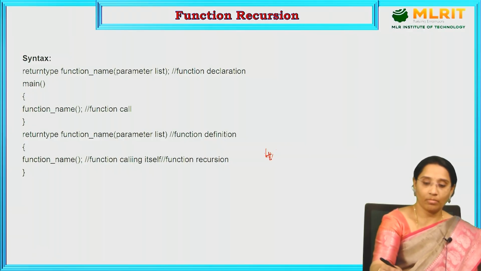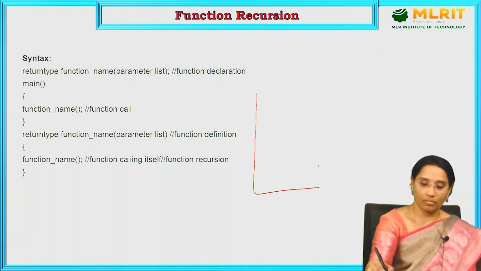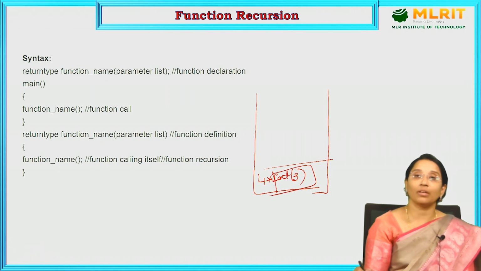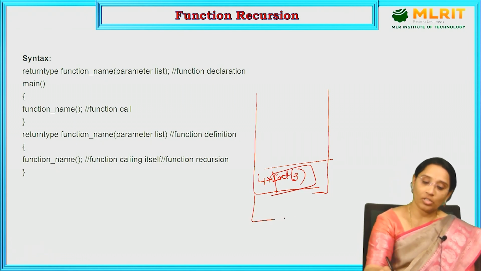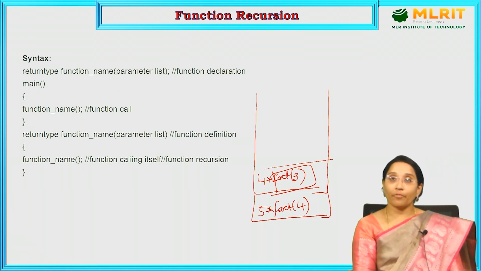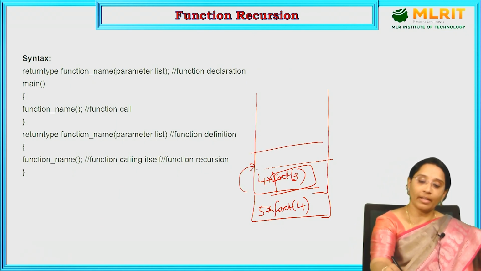Four into fact of 4 minus 1, 3. So again fact of 3. Fact of 3 is a function call. Previously it was 5 into fact of 4. Now the n value has become 4 from 5. So 4 into fact of 3. Fact of 3. Again a record will be maintained.